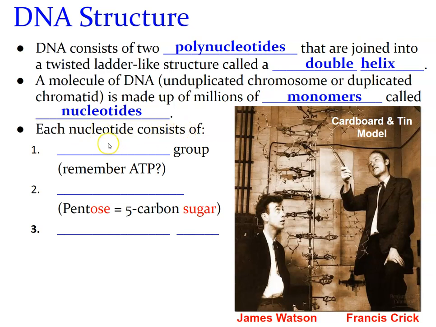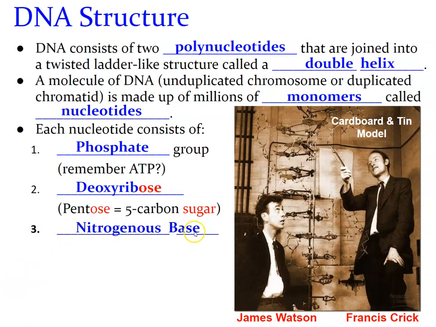Each nucleotide consists of a phosphate group, a deoxyribose sugar. Notice it ends in OSE. It's a pentose sugar because pent refers to 5. And a nitrogenous base. So each nucleotide has these 3 components in a DNA molecule: phosphate, deoxyribose, nitrogenous base.